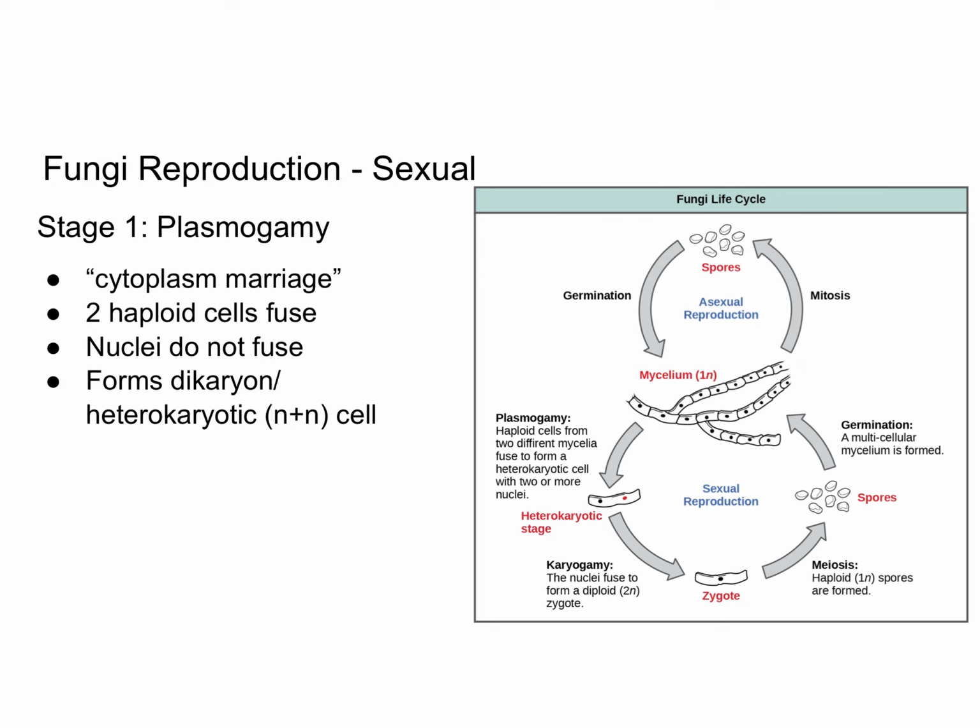So we're going to take a look at this first stage, plasmogamy, first. And this word plasmogamy can be translated into cytoplasm marriage. So plasmo, think of the plasma membrane. So two plasma membranes of cells are going to join together. And so essentially you're going to have cell number 1. And remember, this is going to be a haploid nucleus.